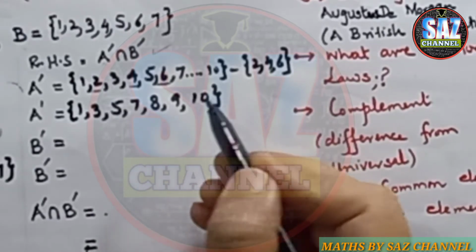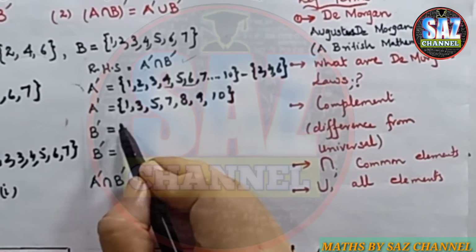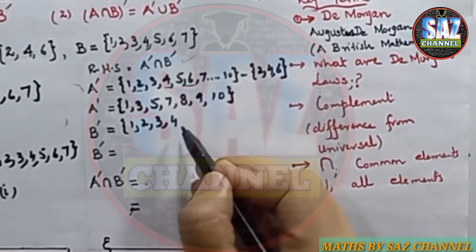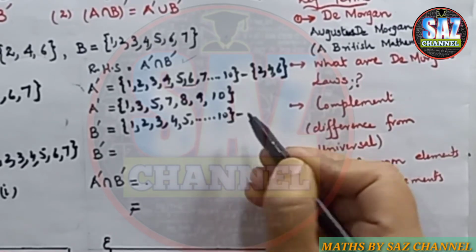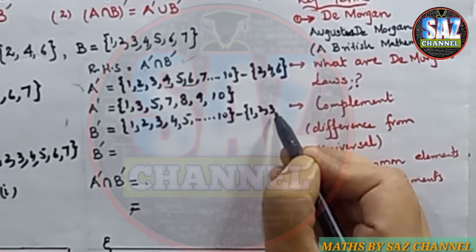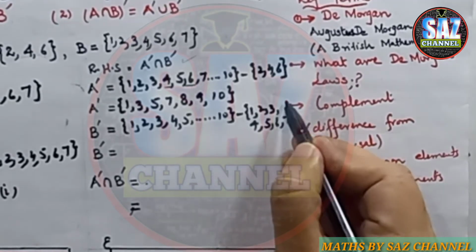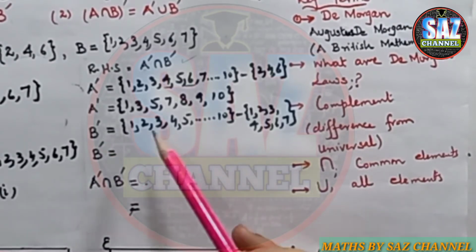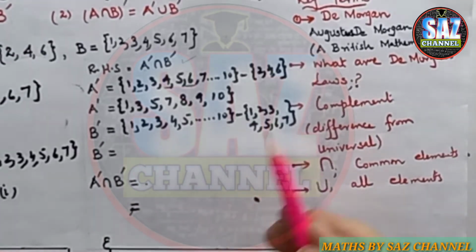Coming to B complement, again the definition of B complement is universal minus B. Universal is having the elements 1, 2, 3, 4, 5, 6, 7, 8, 9 and 10. You can put the dots and write the remaining elements. Minus B is 1, 2, 3 and then 4, then 5, 6 and 7 and close the bracket. Now complement means the difference from universal, we can see that 1, 2, 3, 4, 5, 6 and 7.